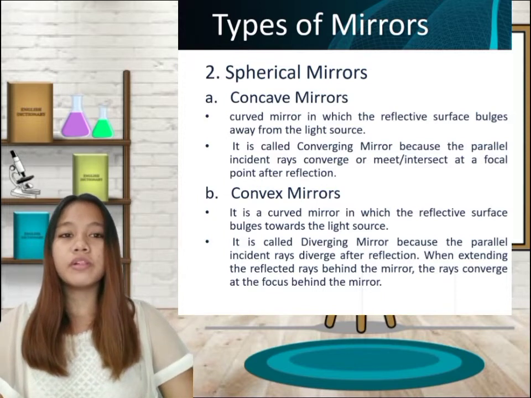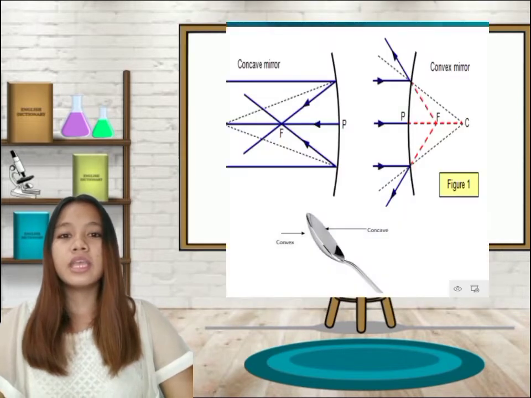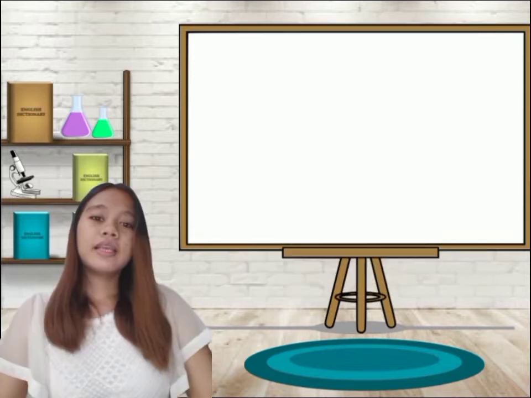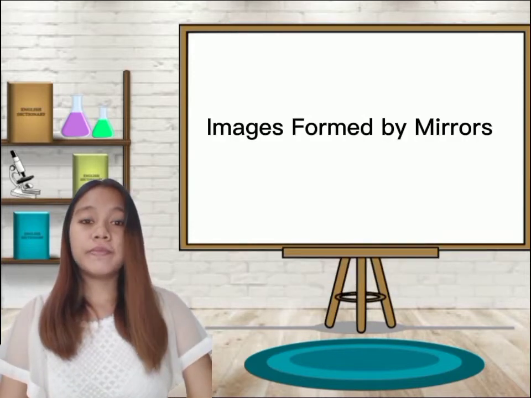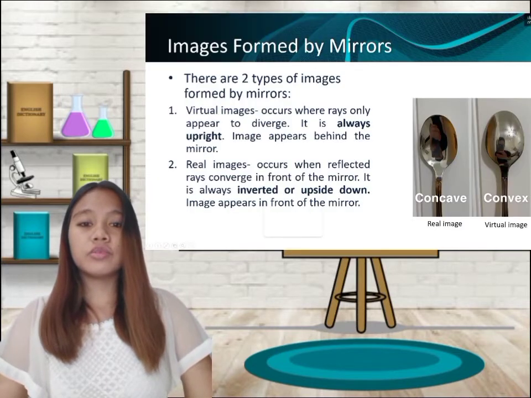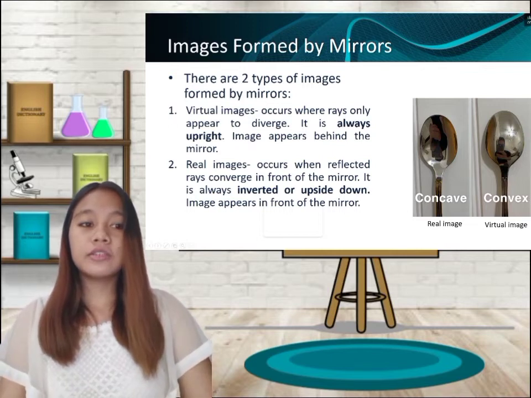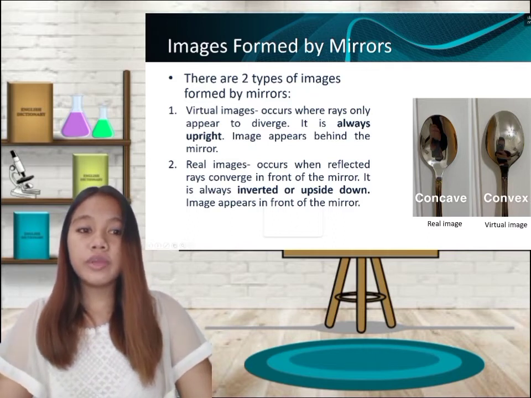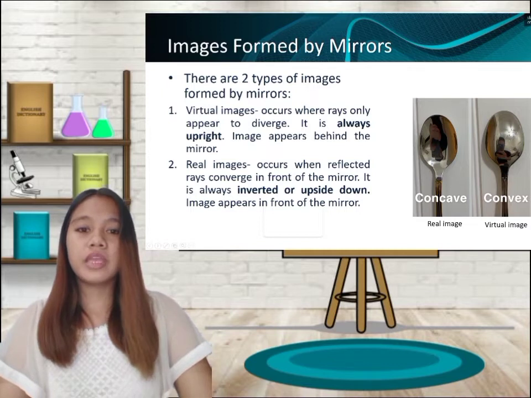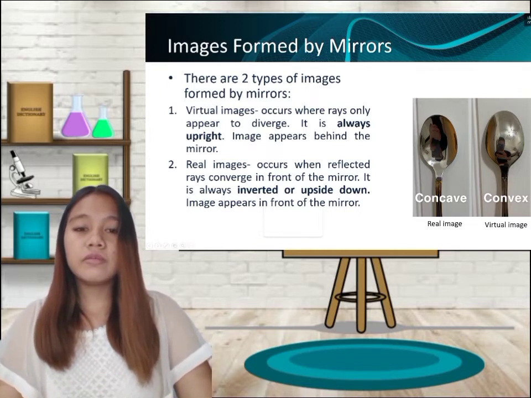So one great example of spherical mirrors is a spoon. It is composed of concave and convex mirror. There are two types of images formed by mirrors. Number one is virtual images. It occurs where rays only appear to diverge. It is always upright and appears behind the mirror. Another one is the real images. It occurs when reflected rays converge in front of the mirror. It is always inverted or upside down, and the image appears in front of the mirror.